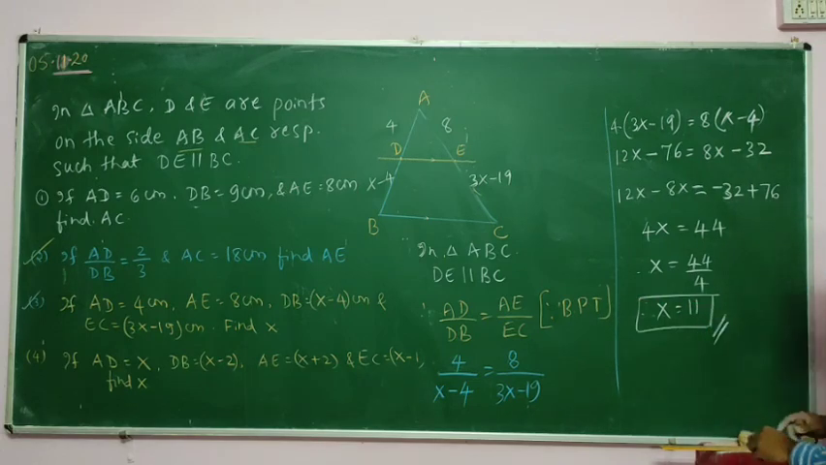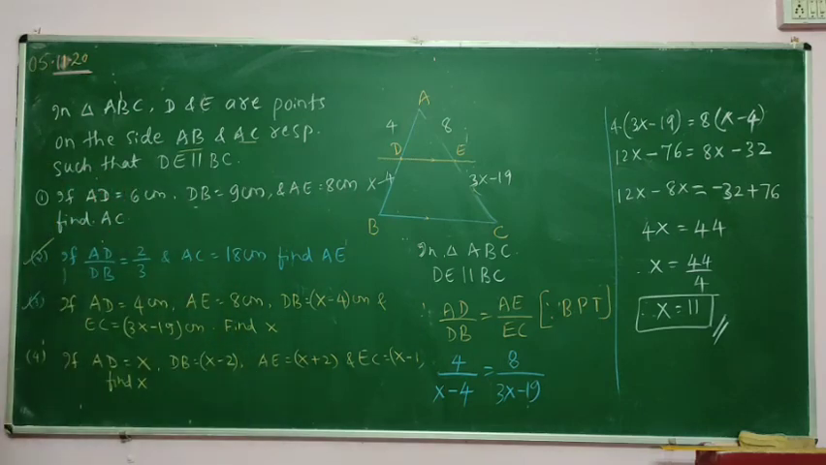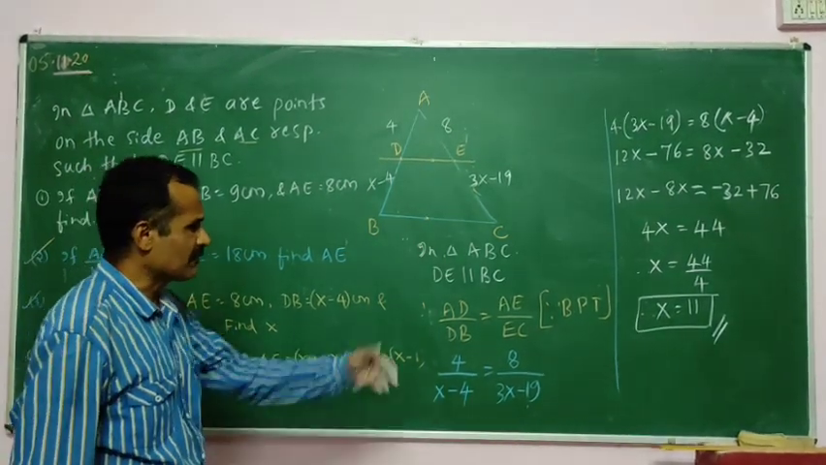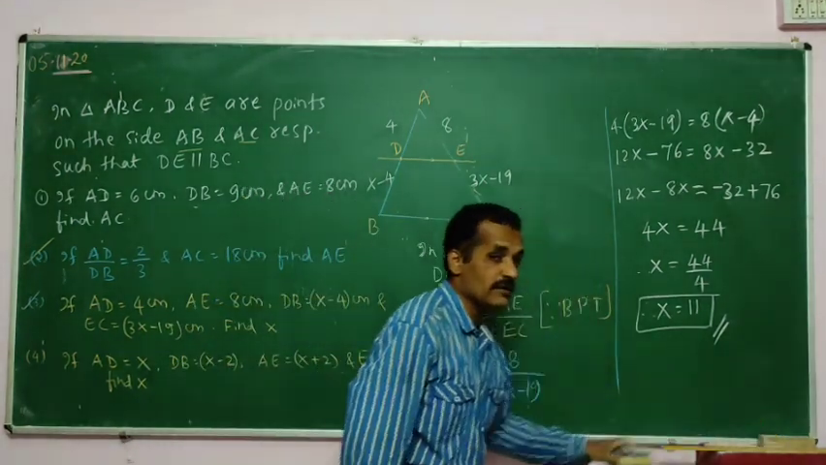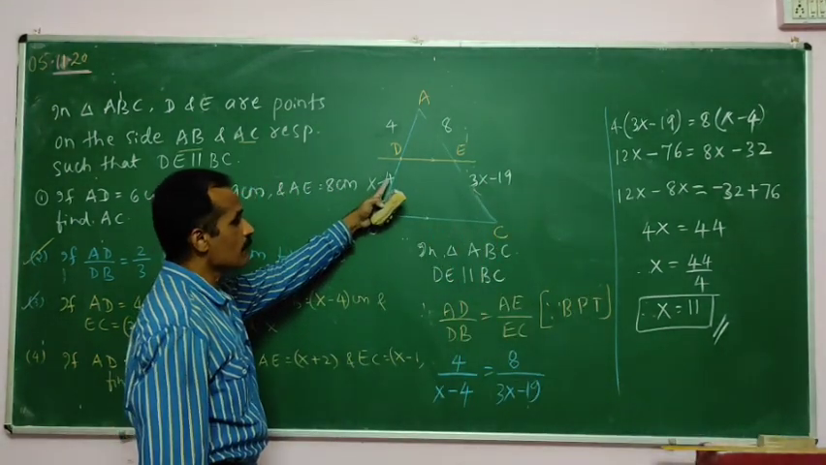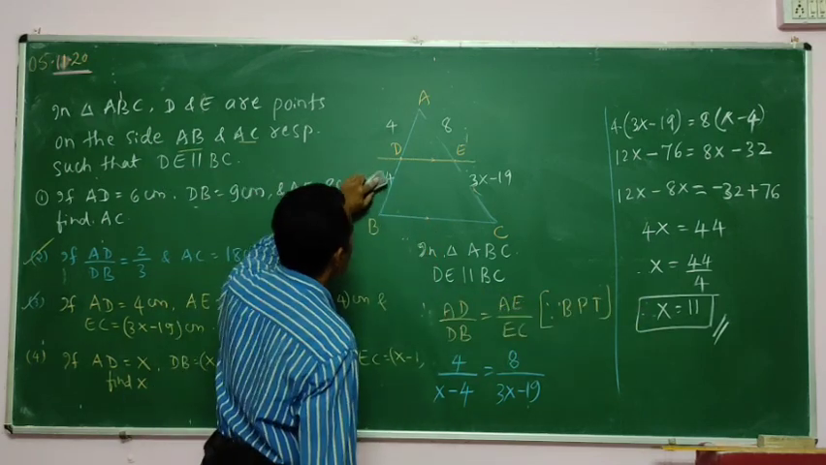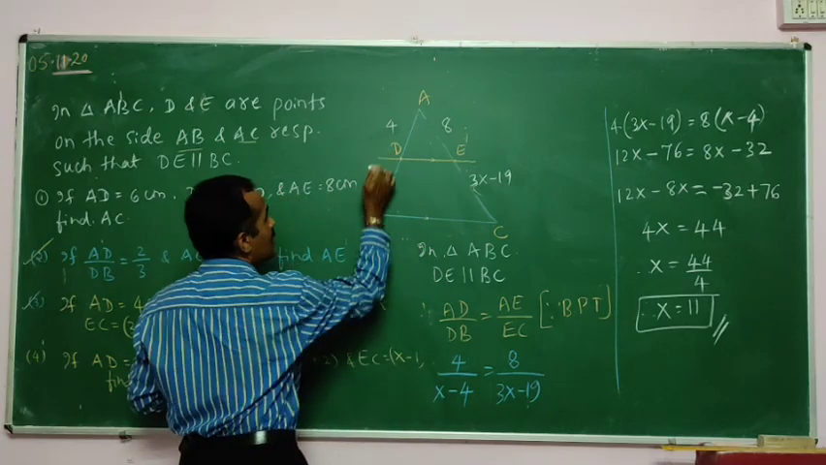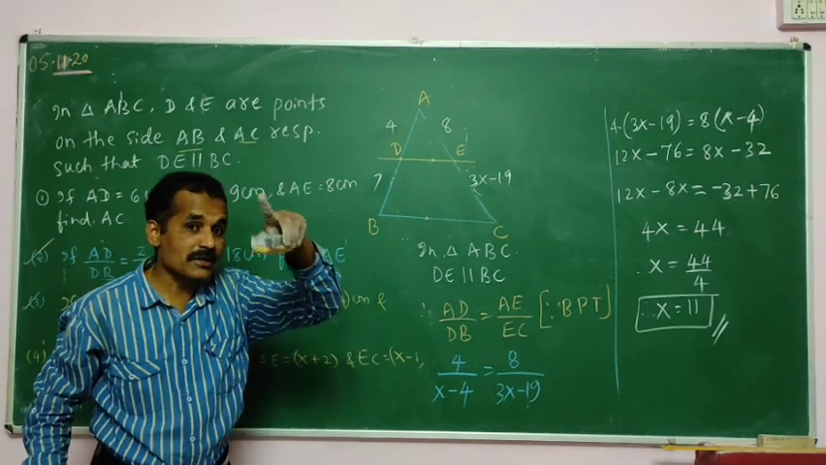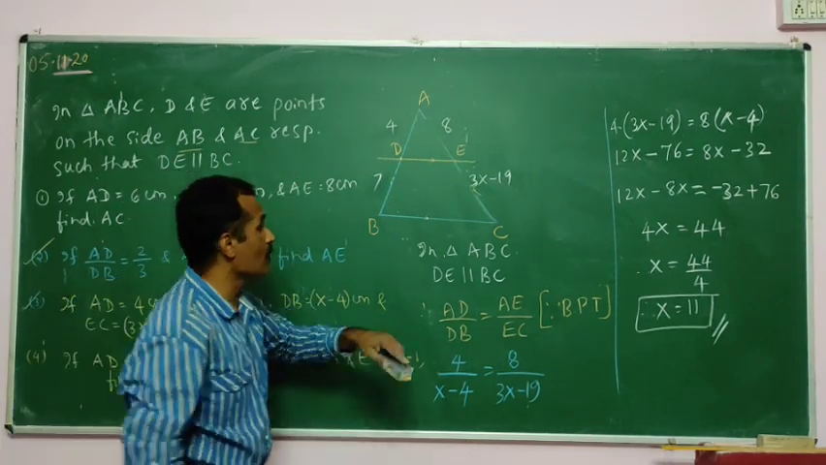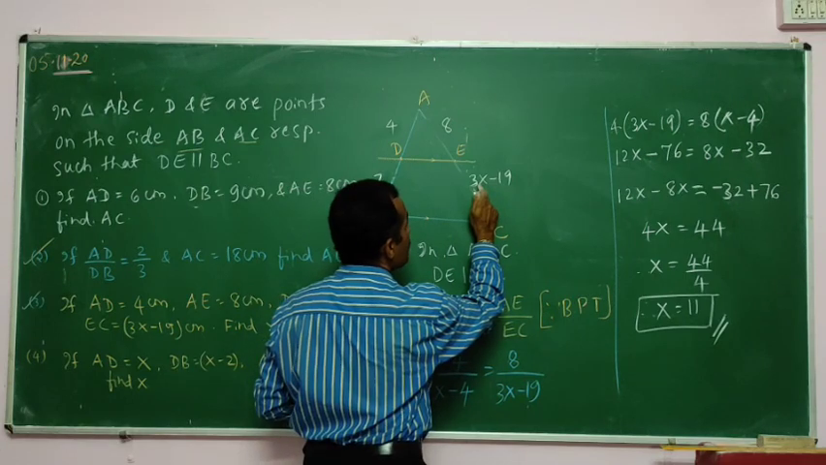What did they ask you? Find the value of x. After finding the value of x, suppose you want to verify your answer. What can be done? That I will tell you. See, x minus 4, x means 11, 11 minus 4 gives you 7. That means the ratio is 4 by 7 here. There also the ratio must be 4 by 7 only.